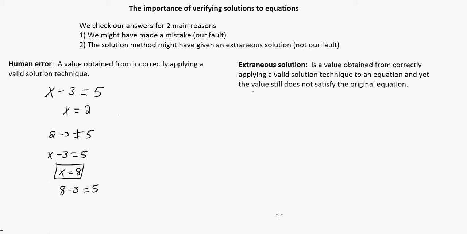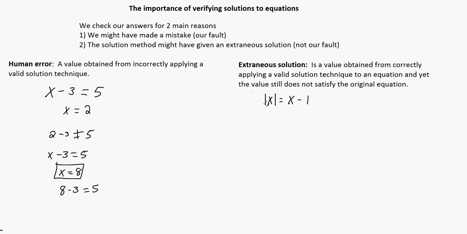Now the other thing that can happen is the solution that we get could be a mistake of the solution technique. So an extraneous solution is a value obtained from correctly applying a valid solution technique to an equation, and yet the value still does not satisfy the original equation. So I have an example for that, and it's the absolute value of x equals x minus 1.